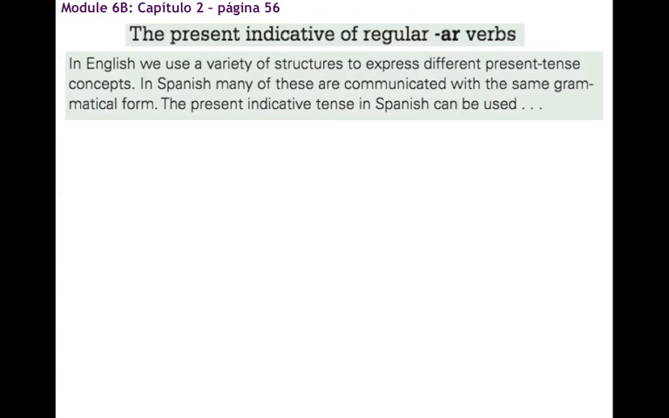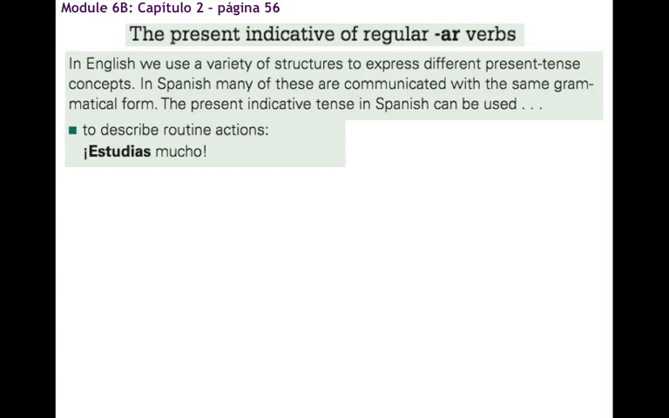In English, we use a variety of structures to express different present tense concepts. In Spanish, many of these are communicated with the same grammatical form. So one thing can mean a variety of different translations. The present indicative, the current, we're doing these things right now tense in Spanish, can be used to describe routine actions. Here we have an example. Estudias mucho. I'm looking at you and I say, estudias mucho. ¿Qué significa en inglés? You study a lot.